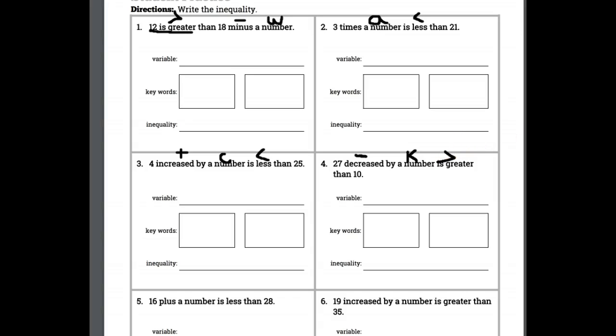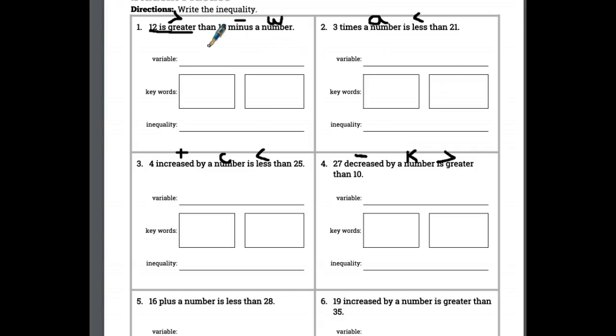So pause the video here for 3 minutes. You're going to go back and identify the variable, the keywords, and then write your inequality. Make it 4 minutes, because you have 4 problems. That's 1 minute each. Pause it for 4 minutes, come back in, and we're going to check and see how you did. Ready and go.